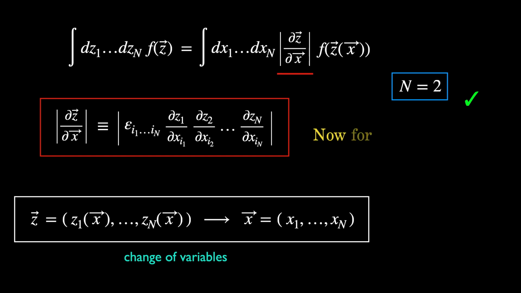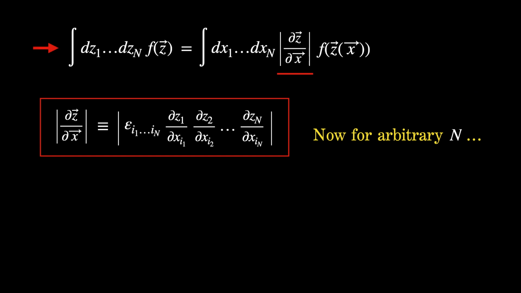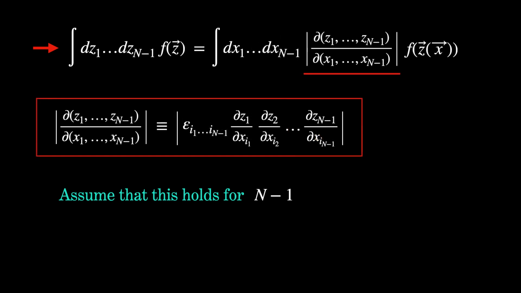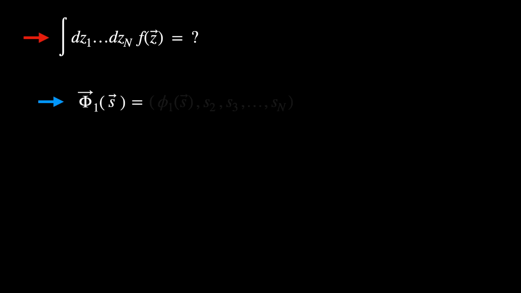Now, let's prove this for n variables. In this proof, we shall assume that the Jacobian formula holds for n-1 variables, then show that this would imply it also works for n variables. This would complete our proof by induction. Let's start with an integral of n variables. For this case, we can have its own version of the maps capital phi1 and phi2.